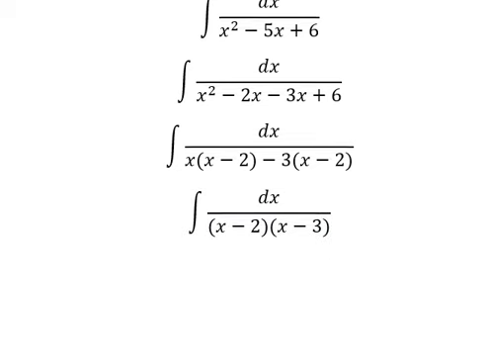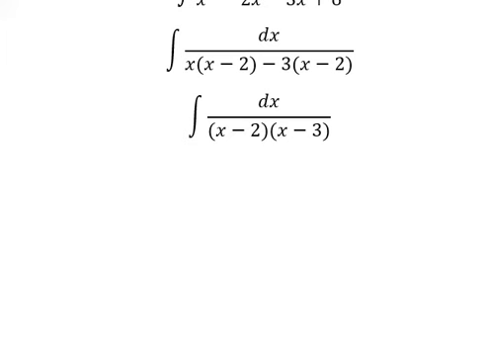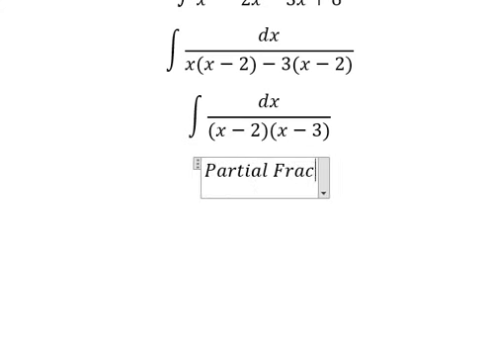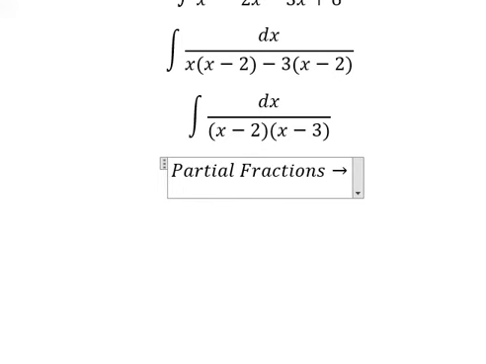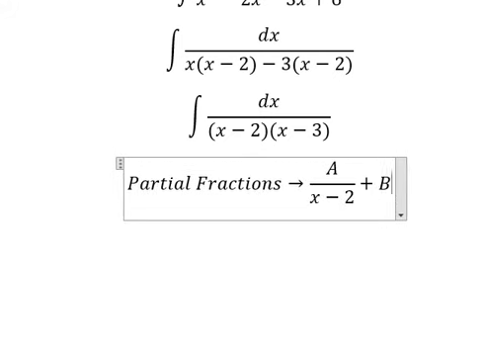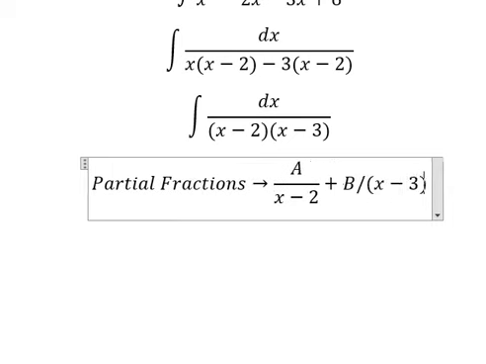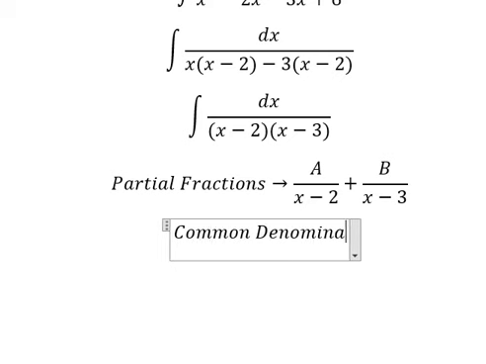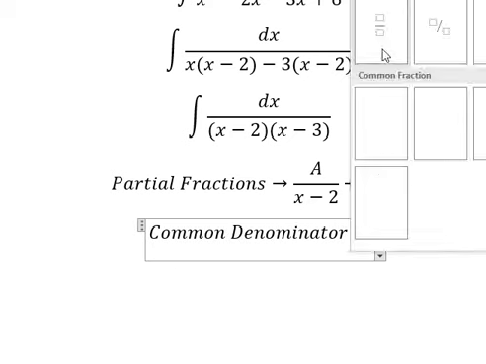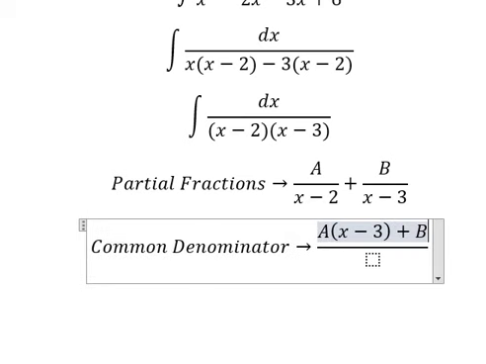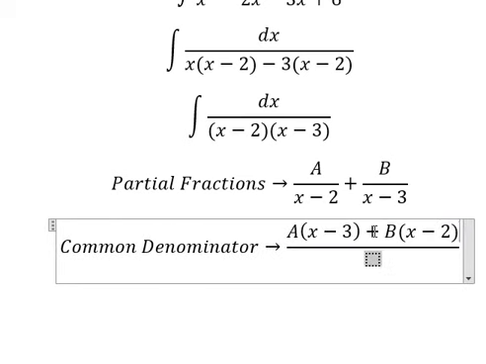Next, we can use partial fractions. So I will put capital A over s minus 2, capital B over s minus 3. Later we do the common denominator. So capital A multiplied by s minus 3, capital B multiplied by s minus 2.